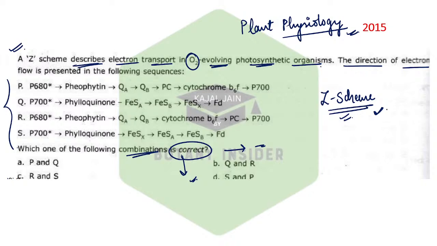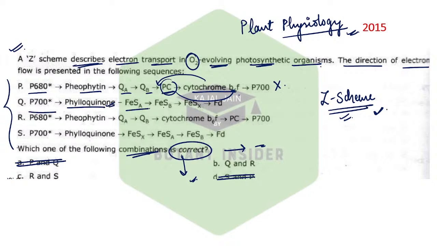So let's see. First one is P680, pheophytin, QA, plastocyanin, then cytochrome B6F complex. No, first we have the cytochrome B6F complex and then your plastocyanin. So P gets wrong. I can eliminate A and D. Then you have P700, phylloquinone, FeS X, A, B, and then D. No, first we have X, then A, then B. So you can eliminate Q as well. So you can eliminate this also. And if we eliminate options A, C, and A, B, and D, you can easily reach your answer as option number C, where R and S are the correct statements.